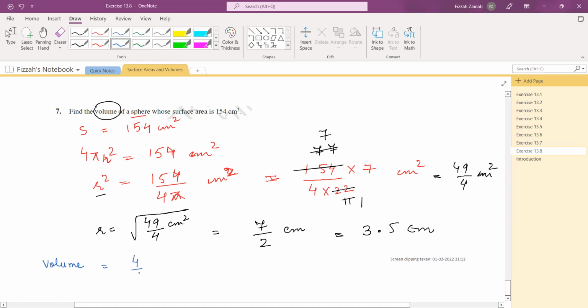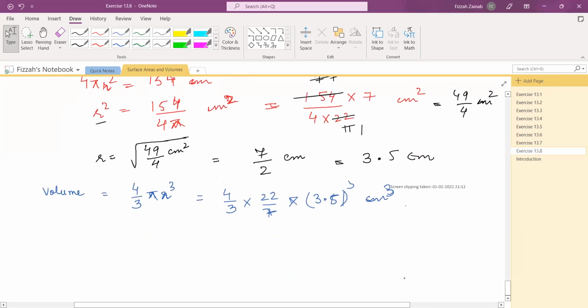You have done so many questions, 4 upon 3 pi r cube. Put the values. So 4 upon 3 into 22 by 7 into r cube. So 3.5 whole cube. Yes? Yes, Hamna? Yes, ma'am. Okay.